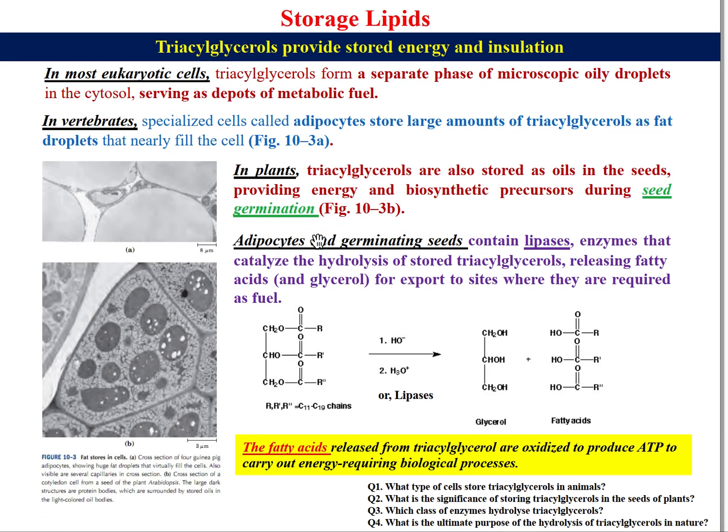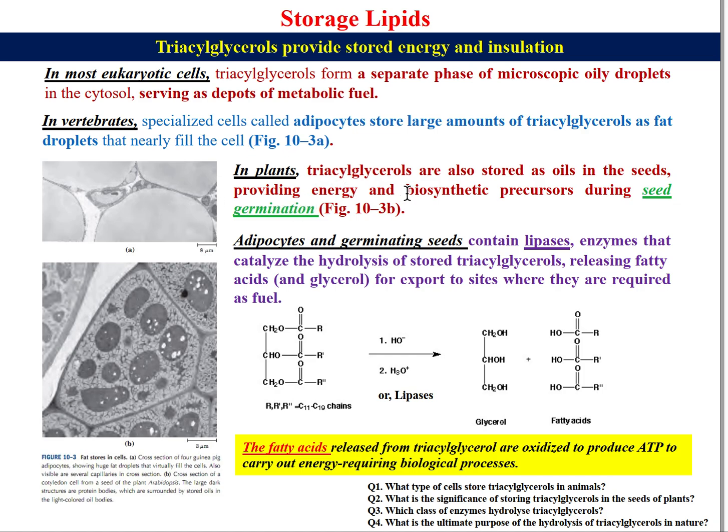Triacylglycerol provides stored energy and insulation. In most eukaryotic cells, triacylglycerol forms a separate phase of microscopic oily droplets in the cytosol, like here, serving as depots of metabolic fuel. But in vertebrates, a specialized cell called the adipocyte stores large amounts of triacylglycerol as a fat droplet that nearly fills the cell.